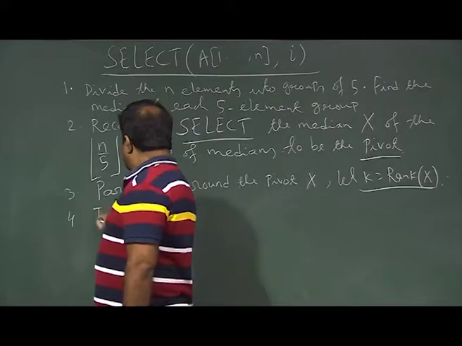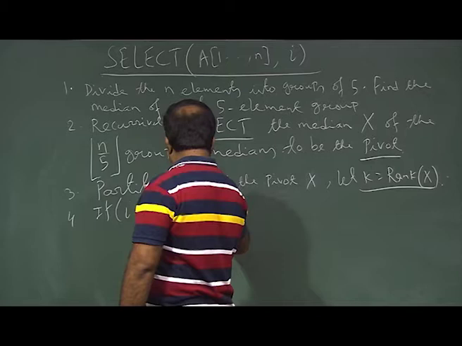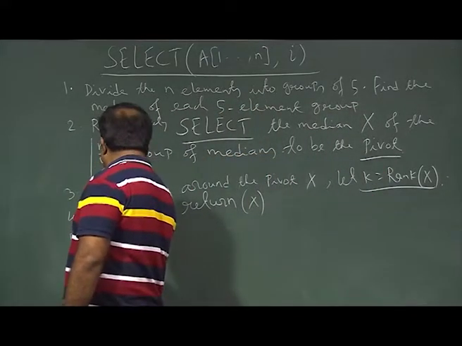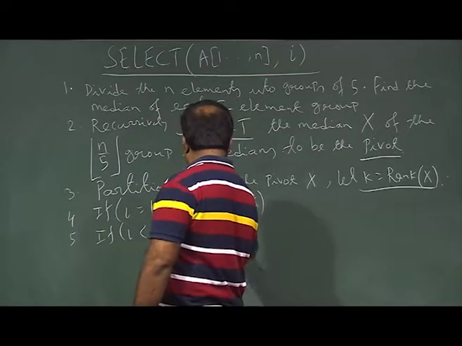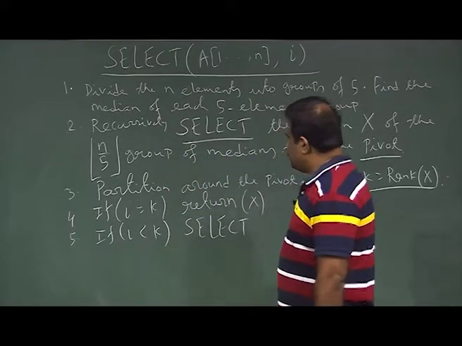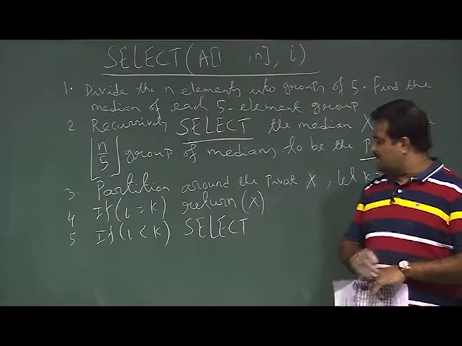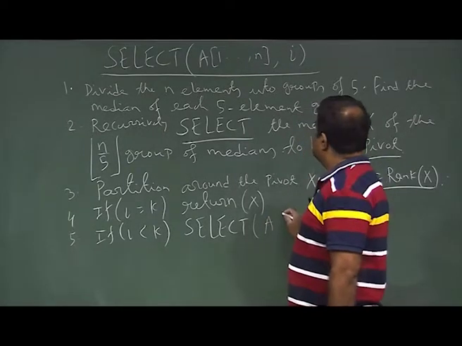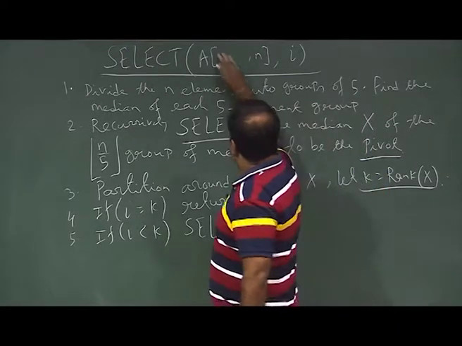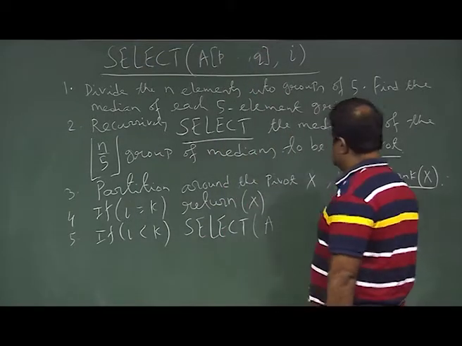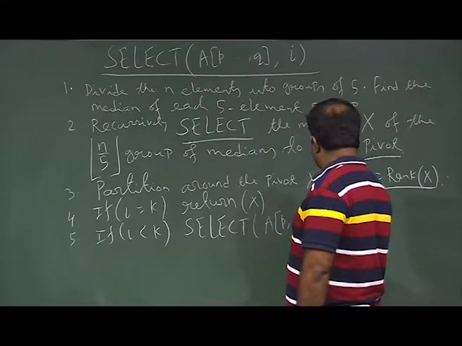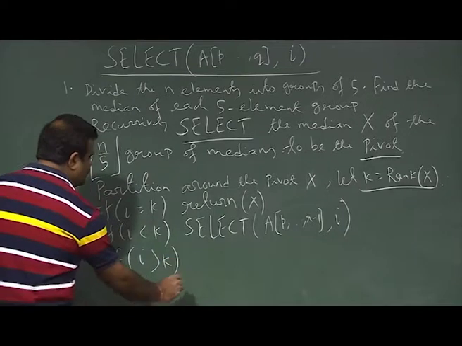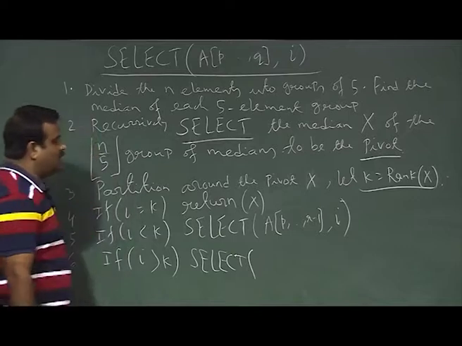Now, the code is same. If i is equal to k, then we are lucky, we return x because we got the ith smallest element. Otherwise, if i is less than k, then we have to call the select again. It is dividing the array into 2 parts, so we have to look at the left part of the array. We recursively call select from A. If it is p to q, and the partition is returning r, this is basically p to r minus 1 comma i. Else if i is greater than k, then we call the select on the right part of the array.